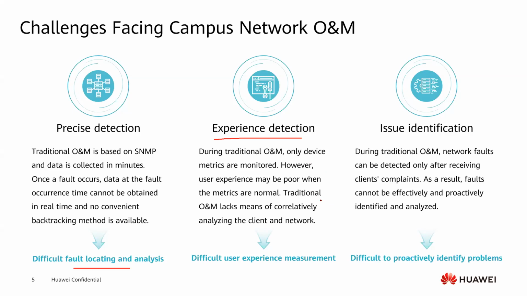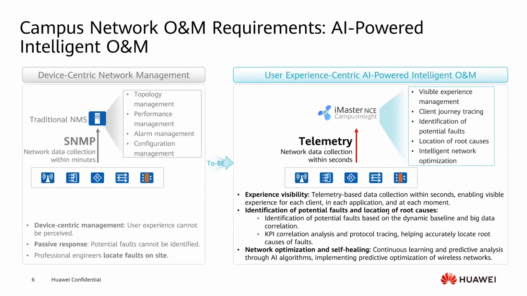It does not have a measurement method for detecting the user's experience, and it's also difficult to identify the issues. However, CampusInsight provides a method to proactively identify issues, and you can repair the network before the fault occurs.